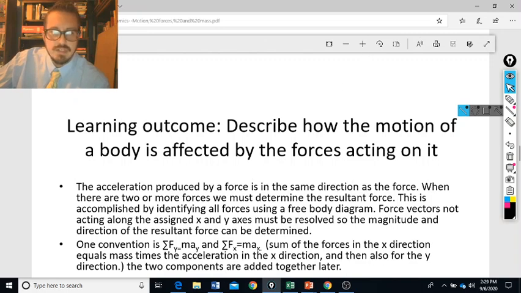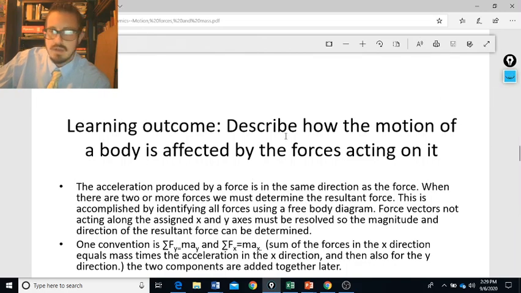Another learning outcome is to be able to describe how the motion of a body is affected by the forces acting on it. This is incredibly important because one of the powerful things about physics is its ability to predict. And so with dynamics, when we can start to understand how the forces acting on an object will affect its motion, we can predict where that object's going to move to, what forces are needed in order to accelerate an object to get it to where we want to go.